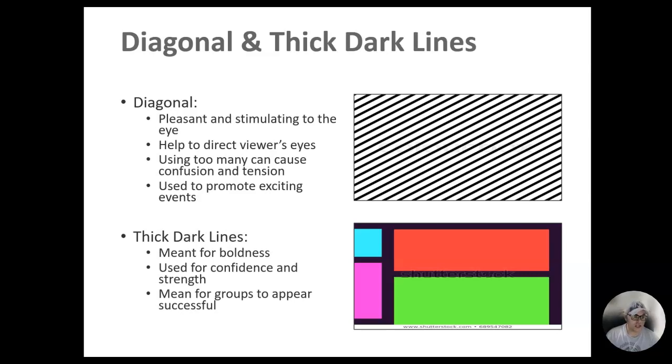Now thick dark lines, they're meant for boldness, they're used for confidence and strength, they're meant for groups to appear successful. So you see these a lot in these big tech companies. You see big bold areas right there. Like I said, concerts, shows, sporting events. This is where it's in your face right off the bat. Movie posters tend to use these a lot too.